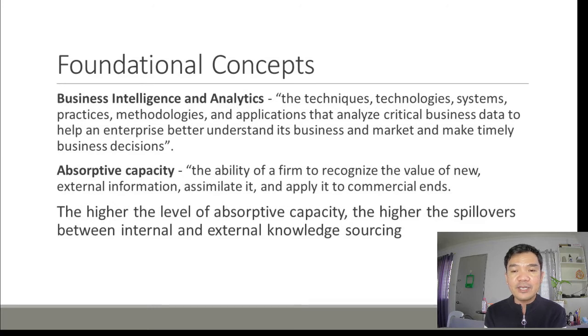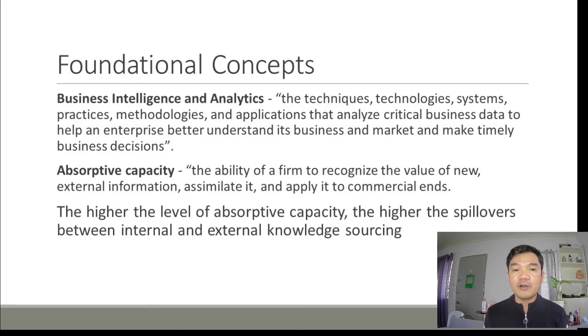Here, I'm considering this something like a hypothesis that the higher the level of absorptive capacity, the higher the spillovers between internal and external knowledge sourcing. So meaning, an important concept is the higher level of absorptive capacity, the more knowledge that you can assimilate and somehow apply to the organization or to the existing processes or practices, the higher the spillovers between internal and external knowledge sourcing.